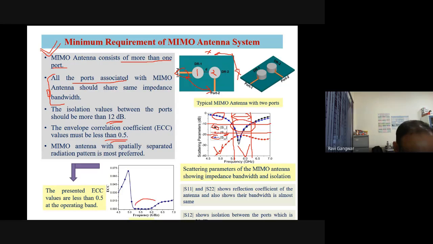You can see that within the frequency range, your ECC value is very low. This value is low because here you can see that your isolation value is minus 20 dB. It is a much better value. So that's why your ECC value is going to be good.